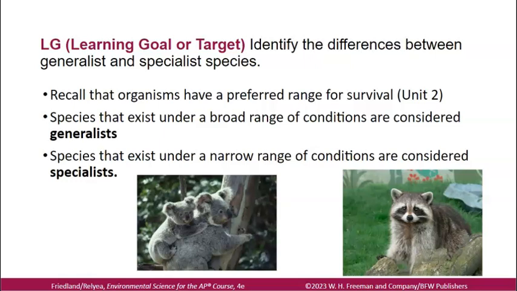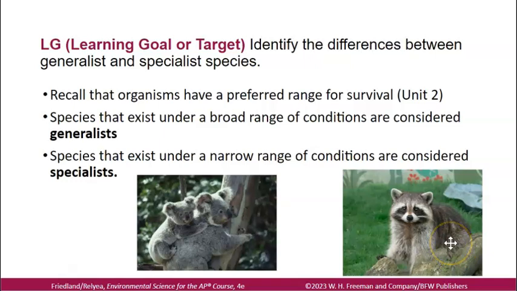All right, so remember that species have a preferred range for survival. That was from Unit 2 when we studied ecological tolerance and range of tolerance. We have two types of species here. We have generalists and specialists. These are two categories. And a koala here in this picture would be considered a specialist, whereas a raccoon would be considered a generalist. So generalists can live in lots of different environments.